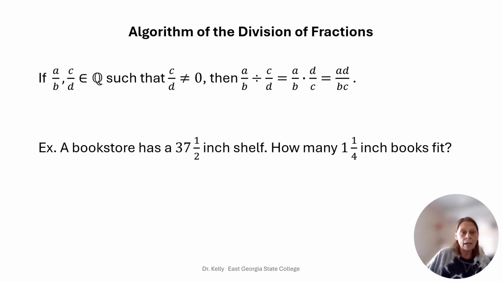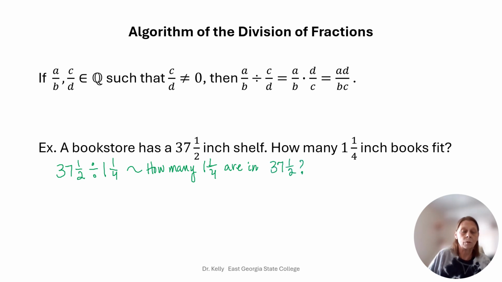Okay, so let's take a look at this example. A bookstore has a 37.5-inch shelf. How many 1 1/4-inch books fit in? So what we have here is 37.5 divided by 1 1/4. In other words, we want to know how many 1 1/4s are in 37.5. That's what we want to know.